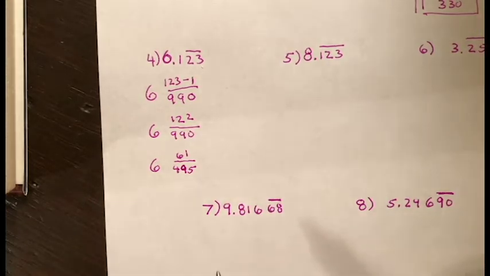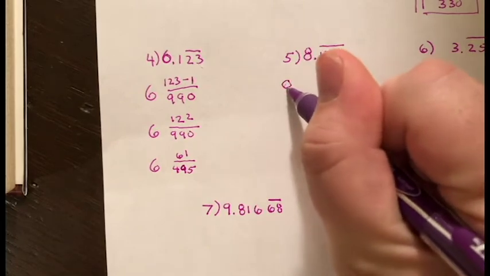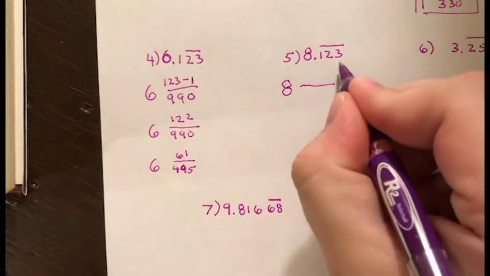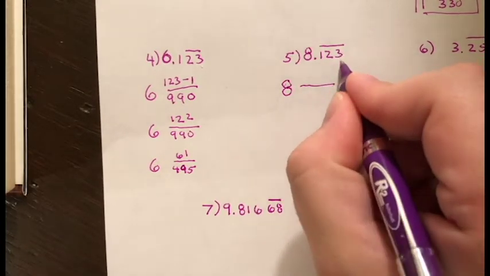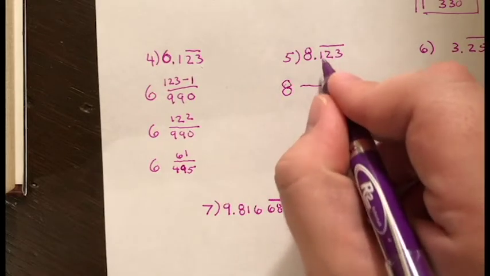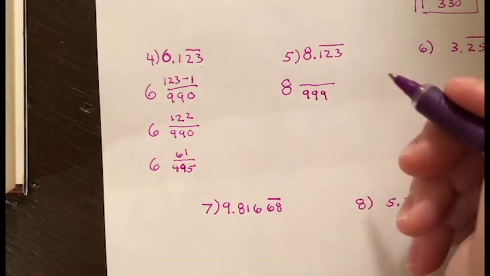So let's try 8. So step 1, keep your integer. So I'm going to write it down. Step 2, going from right to left, every time I see a number, put a 9, as long as there's a bar over it. So I have how many bars? This 3 has 1, so this one and this one. So in this case, I'm going to write 3 9s.